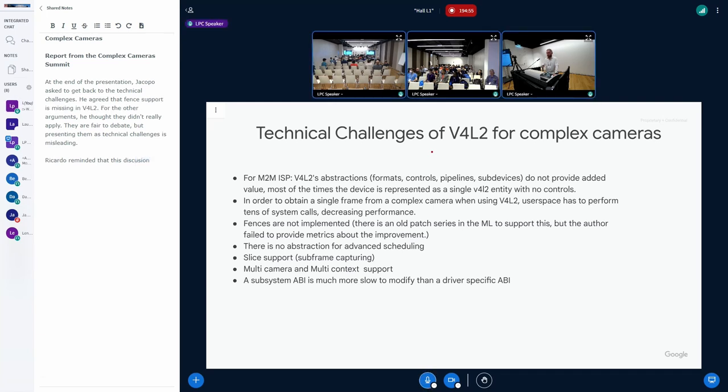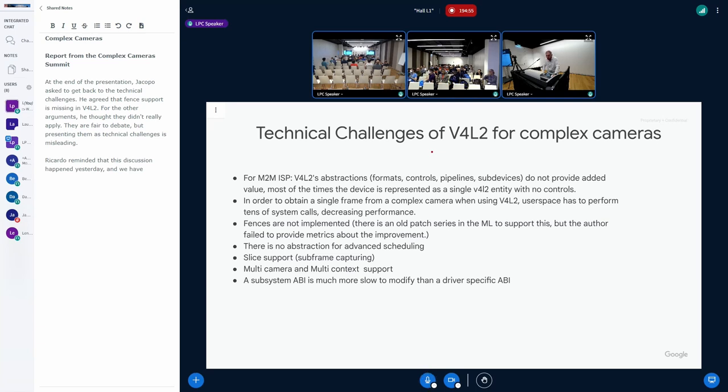Which one of the points? I mean, we can discuss which ones are the points that are here. But we have edited most of the slides to satisfy. I don't think any of the points in the slide is something you disagree on. Otherwise, we would have removed them. So I agree with Jacopo, for instance, for the first one. I think it's misleading to say that there are lots of features in V4L2 that are there as abstractions if we don't need to use them. And I think that V4L2 provides value. We could go through all of these.